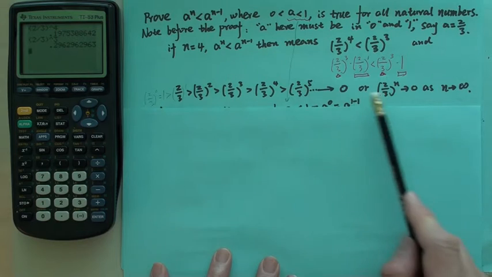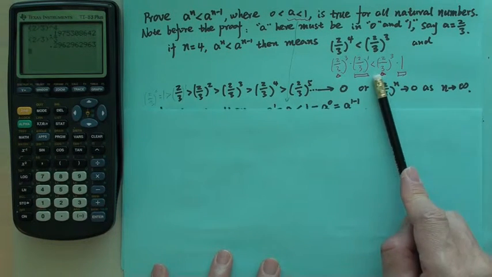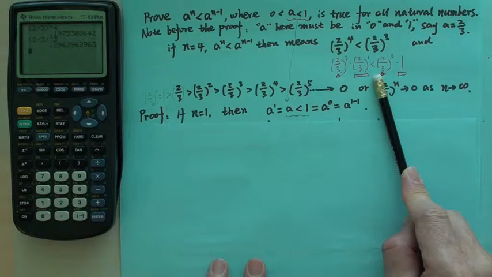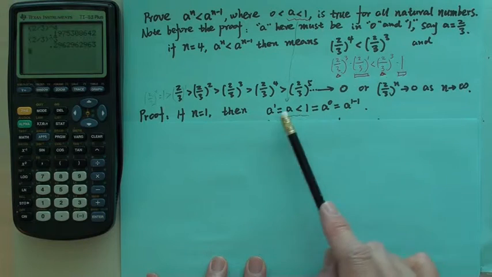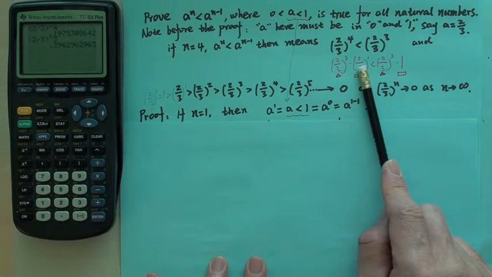For this one, we will see that in calculus. Now let's go to prove this. In the general case, we don't want 2/3, we want all values of a between 0 and 1.